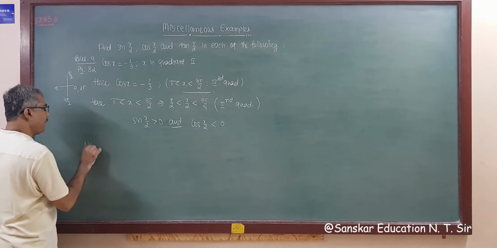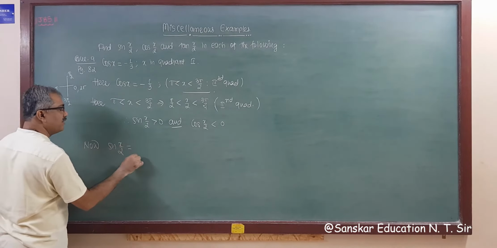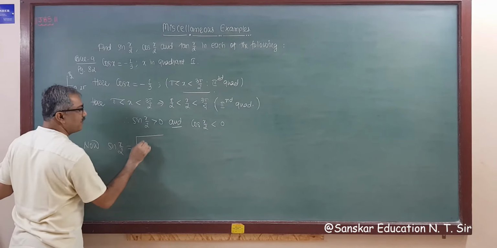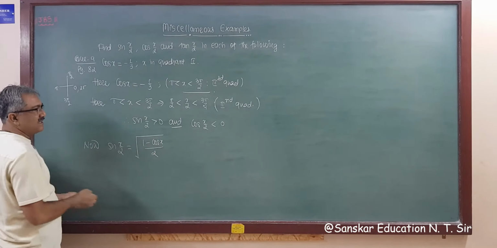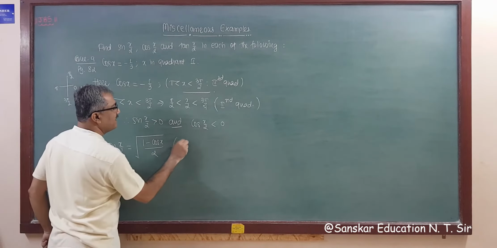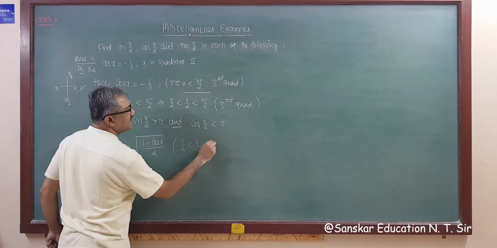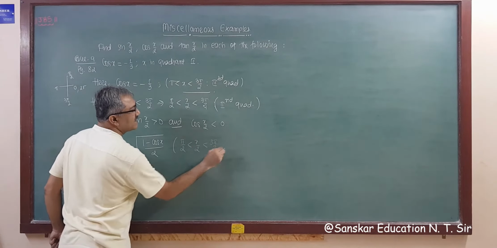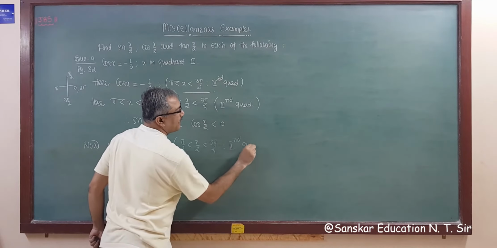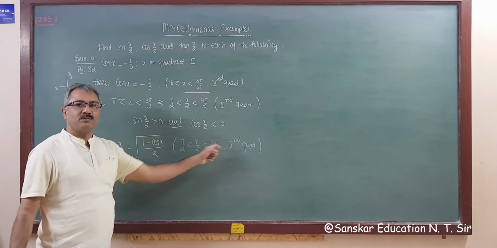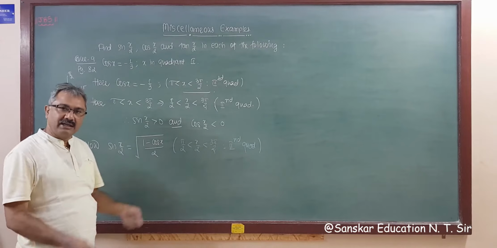So now sin x by 2 is equal to the square root of, this is your formula, 1 minus cos x by 2, and we are taking plus for this reason: pi by 2 is less than x by 2 is less than 3 pi by 4, that is due to the second quadrant. Right? No need to write both, you can write any one, either the second quadrant or in inequality form.